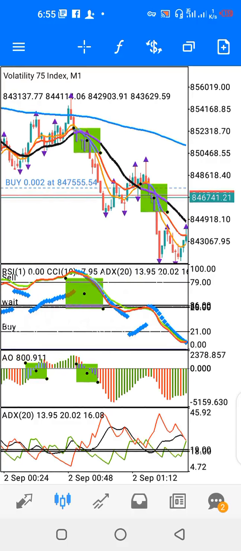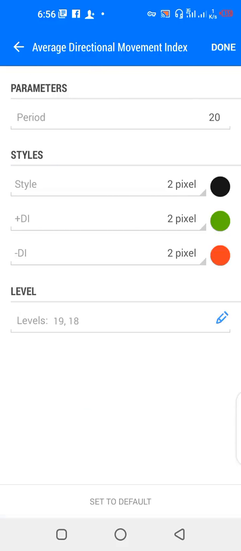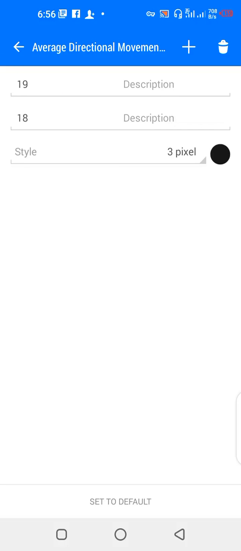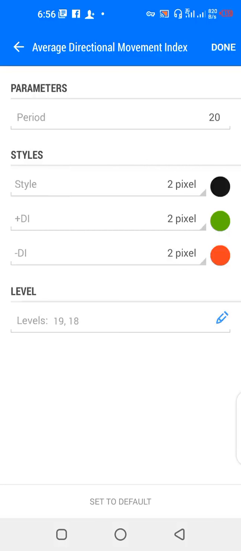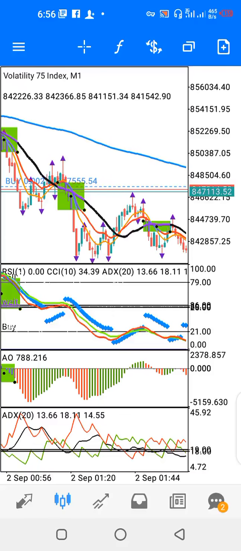Now let's look at indicator window 3. We have just the ADX. The parameters: the period is 20, the style color is black, the plus D color is green, and the minus D color is red. Now let's look at the levels. We have 19 and we have 18. The color is black.